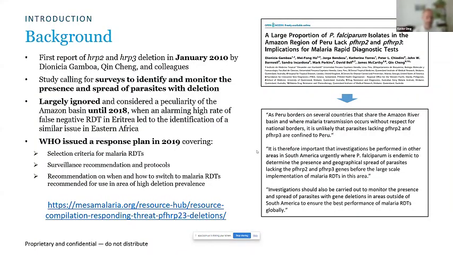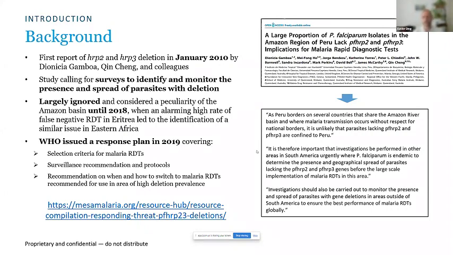In terms of background, the first report of this HRP2 gene deletion issue is actually already quite old. It was back in January 2010, by Dionisia Gamboa, Xin Cheng, and colleagues, who published a paper in PLOS ONE reporting a quite high prevalence of this deletion in Peru, in the Amazon region.